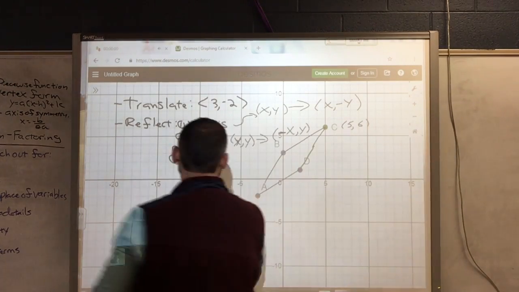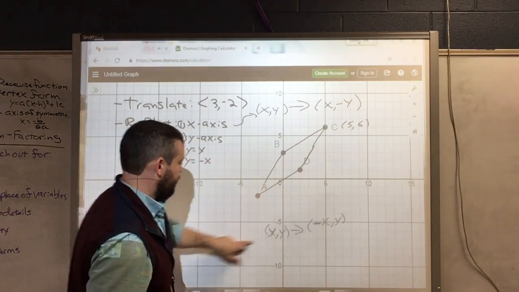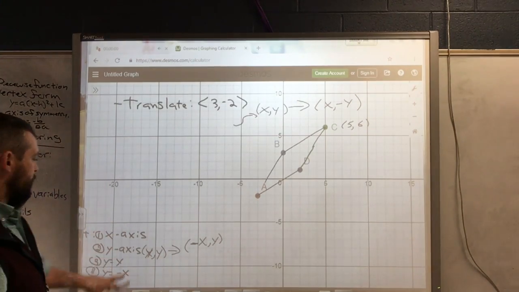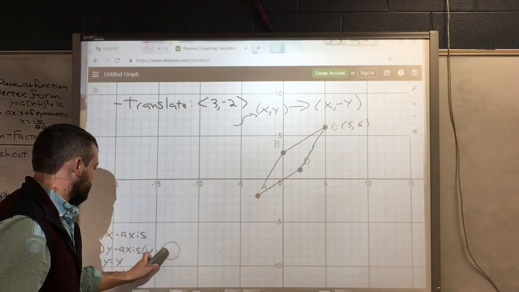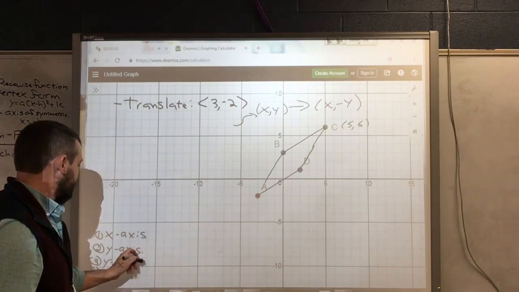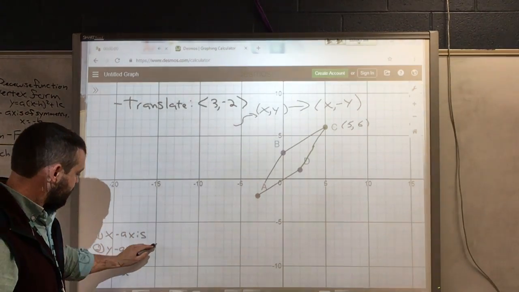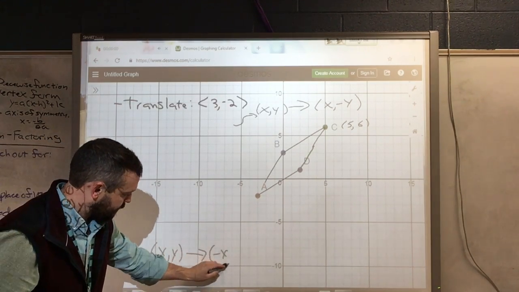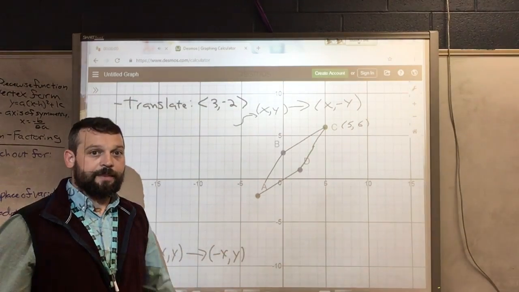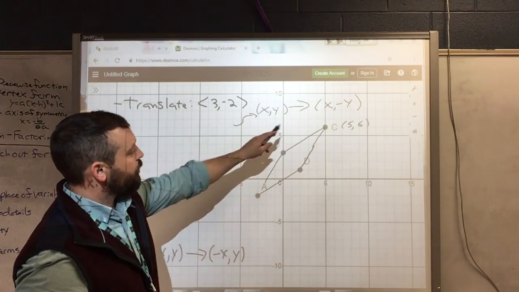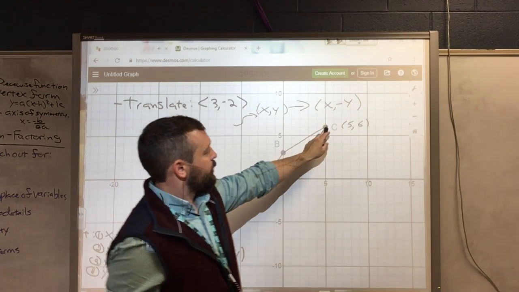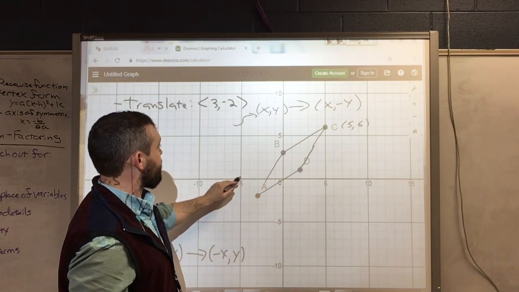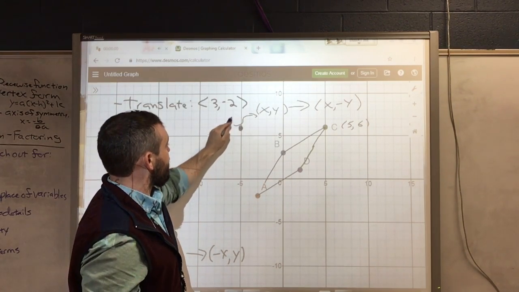In fact, I'm going to move this a little bit differently. I'm going to move this down here. Let's take these and move them down this way. This will be better. So when I'm reflecting about the y-axis, that's going to be my rule right there. So every one of these points, so C was 5, 6, so it's going to be negative 5, 6. This right here will be my C prime.